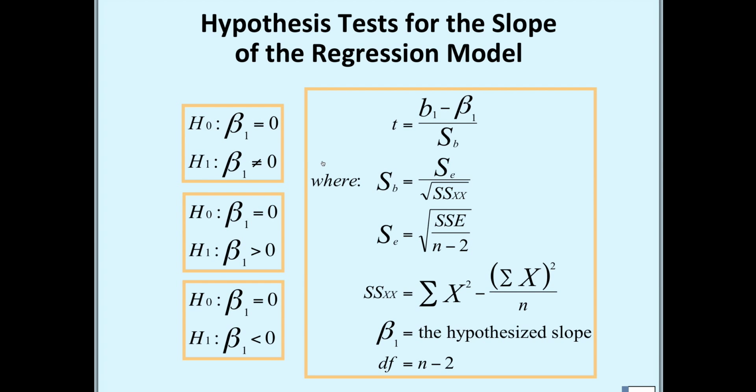To formally state our model, let's focus on the left-hand side of our slide. You either want to check whether beta 1 is equal to 0 compared with beta 1 is not equal to 0, or beta 1 equal to 0 versus beta 1 more than 0, that's a one-sided test, or beta 1 equal to 0 versus beta 1 less than 0.